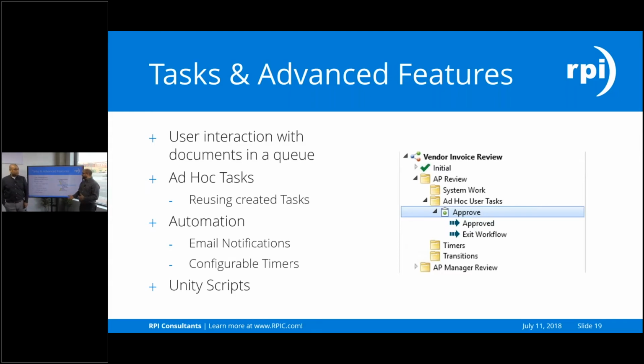As you saw in our demo, we created the approve task, and that would allow a user to approve an invoice for payment, and then that document would exit workflow. You could then reuse that task in another queue. We used it in both the AP review and the AP manager review queue. It's basically the same task as far as the user is concerned, but we needed it in 2 different locations for 2 different scenarios. There are other automation options as well, specifically things like email notifications and configurable timers.